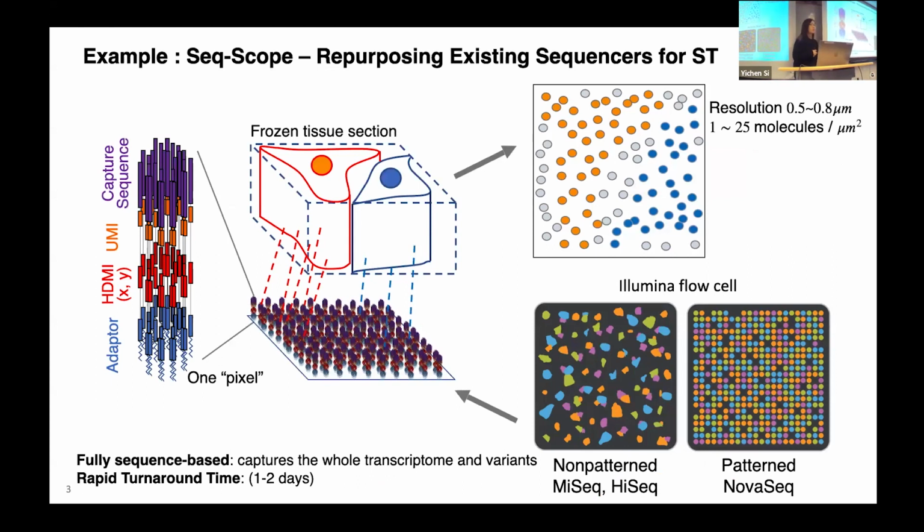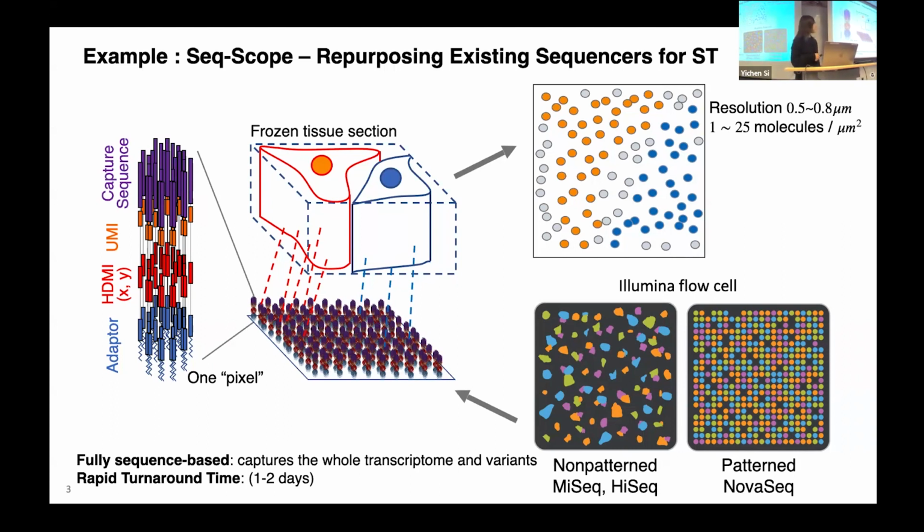Seq-Scope is developed here in Michigan. It's a next generation sequencing-based technology. It repurposes the Illumina sequencing machine, where the surface of the array has attached barcodes. Each of the read clusters will share a single unique spatial barcode, and we call that a pixel.